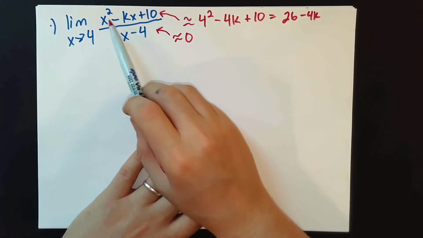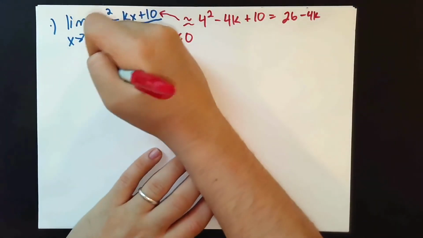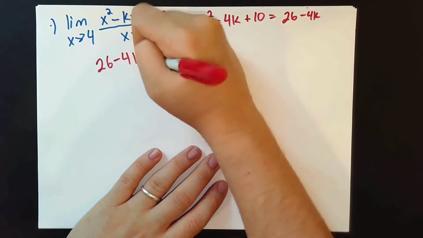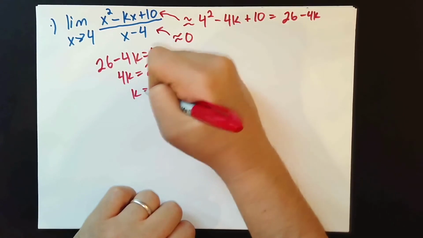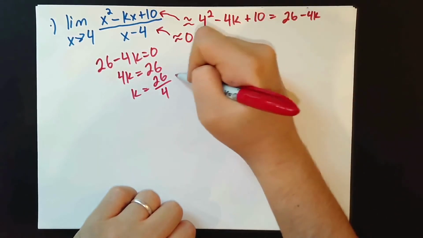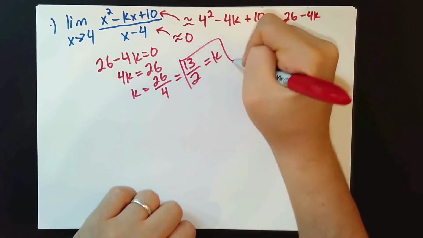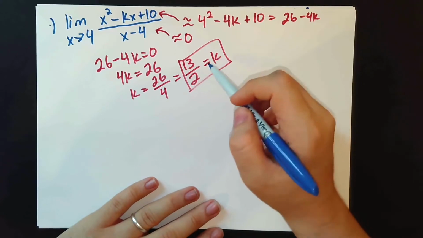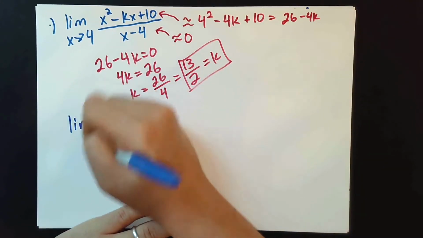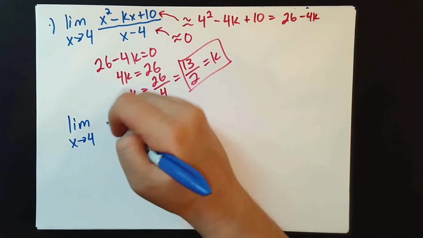So what do I need? I need for that thing that this is going to, I need it to be 0. So 26 minus 4k is 0. So 4k is 26. So k is 26 over 4, which I can simplify to 13 over 2. That's my k. So I am now halfway done the problem, but I now have to actually evaluate the limit in the instance that k is 13 over 2.